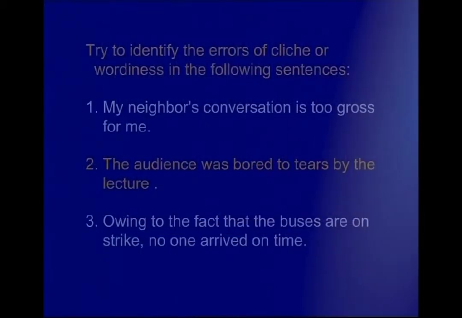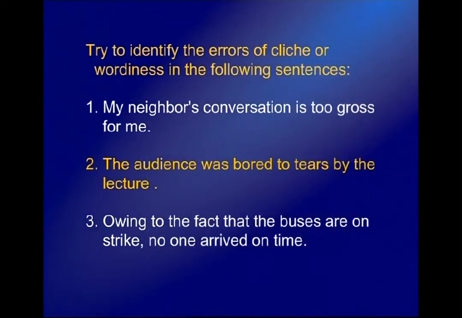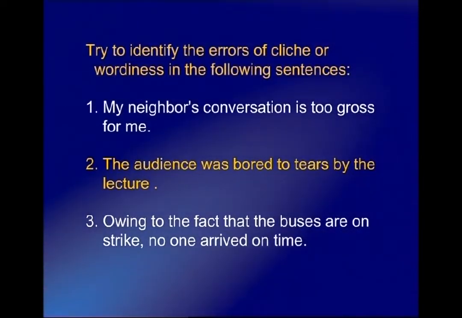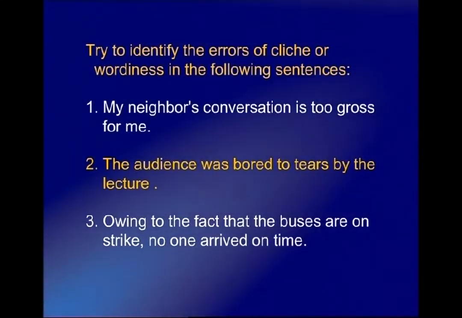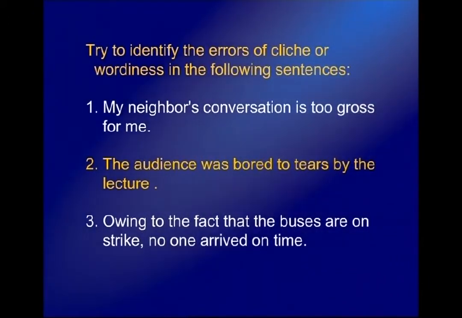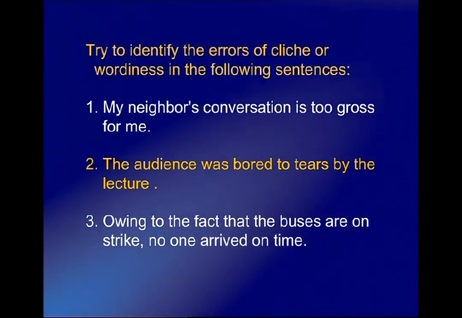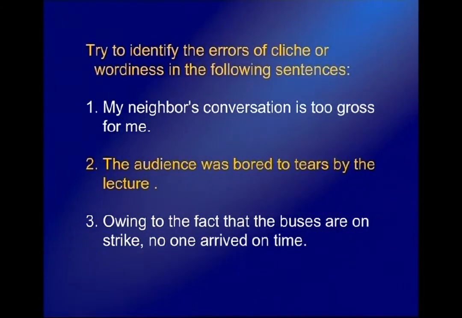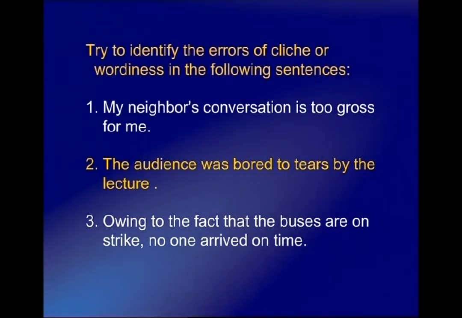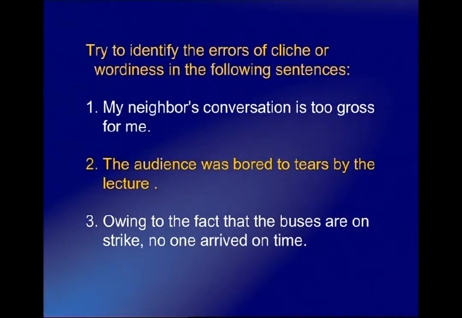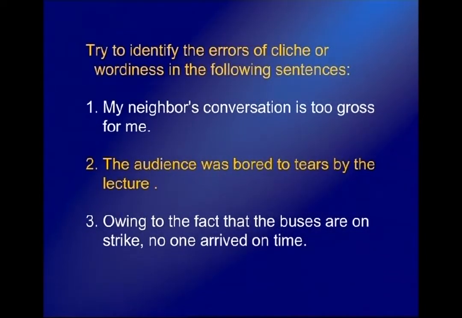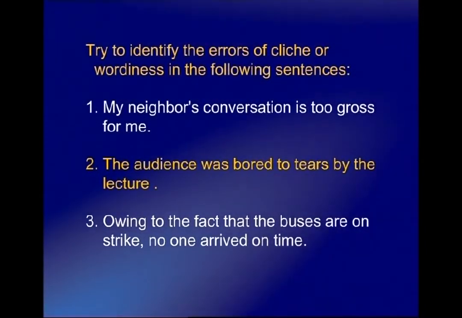Now, to help you develop your skill in choosing words effectively, we will do a short exercise. See if you can identify errors of cliches or wordiness in the following sentences. And if you feel like, you can rewrite the sentence. Number one, my neighbor's conversation is too gross for me. You can rewrite it as, my neighbor's conversation is disgusting, because gross means vulgar. Take the next one. The audience was bored to tears by the lecture. There is no need for the phrase bored to tears. You can just say the audience was bored by the lecture.